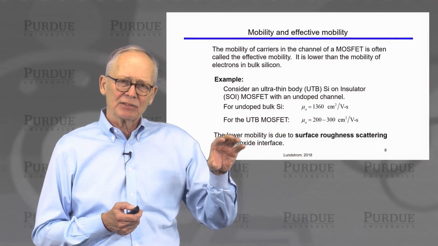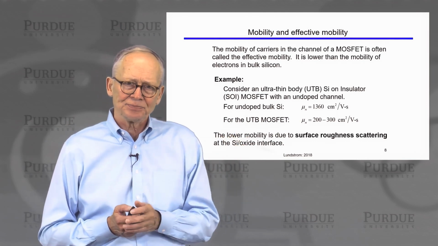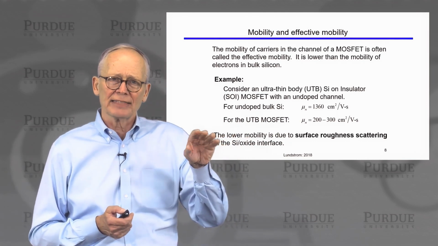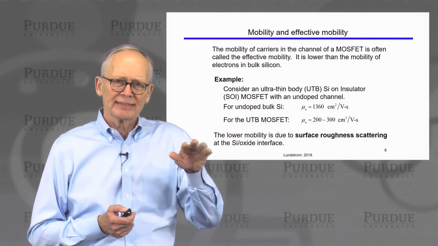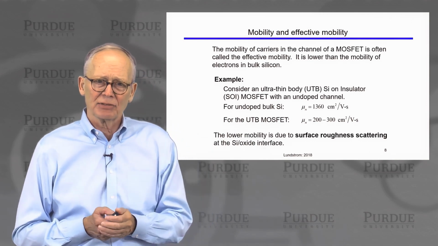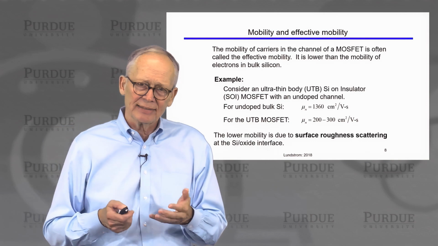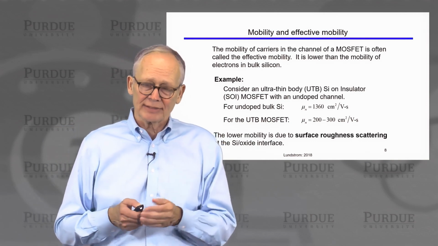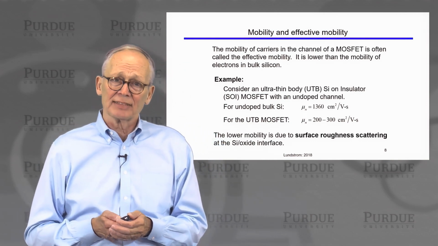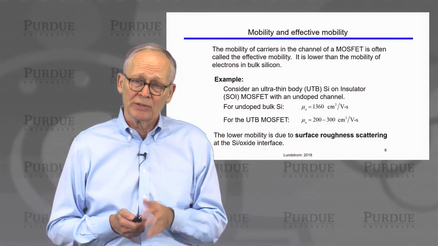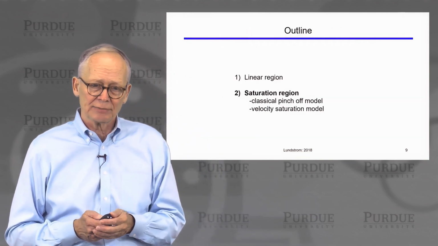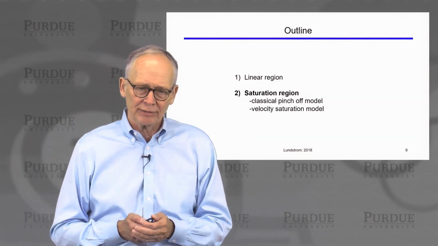And that's because these electrons are flowing very near the surface. The surface of this channel has roughness. The roughness can scatter and make it difficult for the electrons to flow, and that surface roughness scattering is reflected in a significantly lower mobility when the electrons are in the channel of a MOSFET. So that's something that you should be aware of.